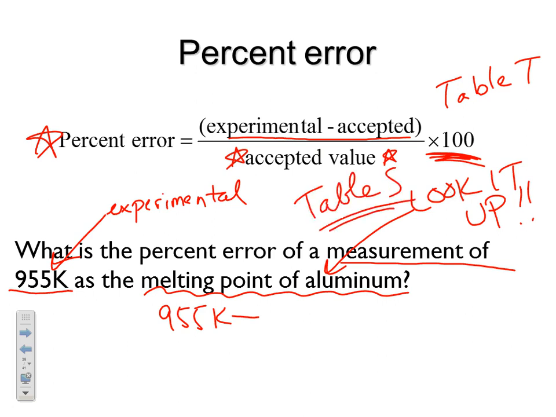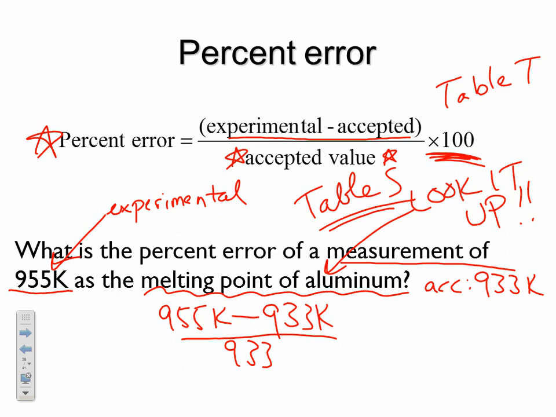Table S on your reference table is quite literally the most referencey portion of your reference table. It contains a listing of a whole bunch of accepted values for the different elements on the periodic table. So we want to look it up on table S. You want to find aluminum. Then you want to go over and find the melting point of aluminum. And we look it up, and the accepted value is 933 Kelvin. So then we can plug that in to the rest of the formula, 955 minus 933 over 933.